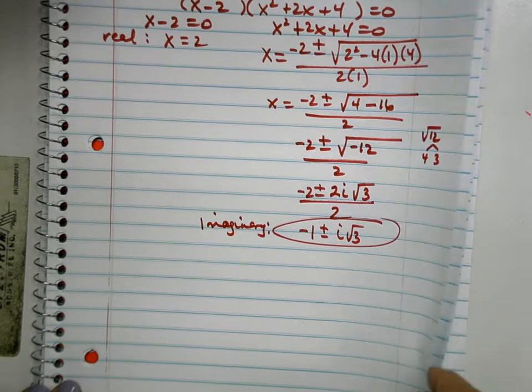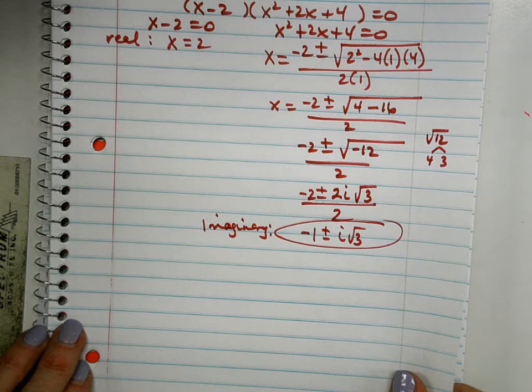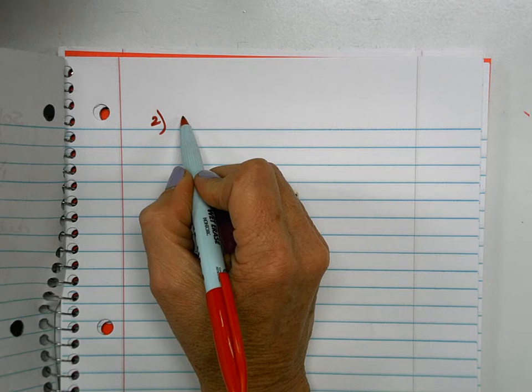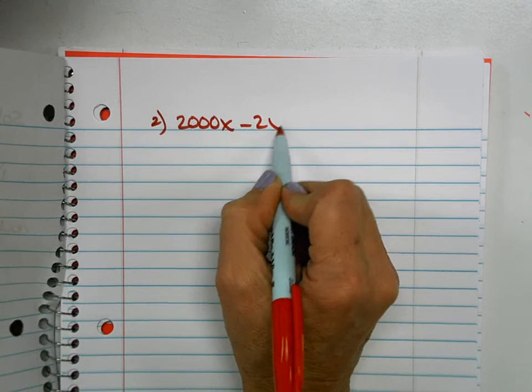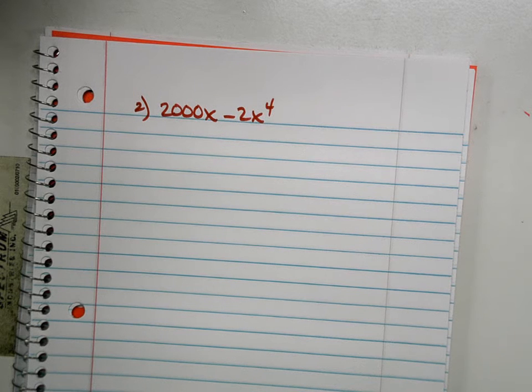One more of those. Think you guys got it? We just do one more. I want to do one where you have a GCF first with an x in it. Okay? So number 2, let's say the function is 2000x minus 2x to the 4th. See, these aren't perfect cubes, so I'd immediately be a little suspect. Which means I probably need to pull something out first.